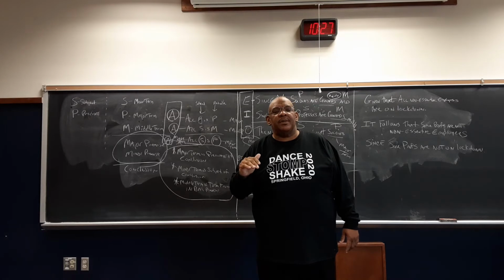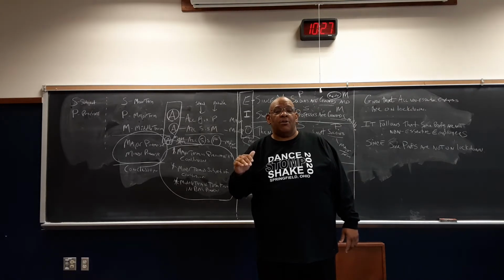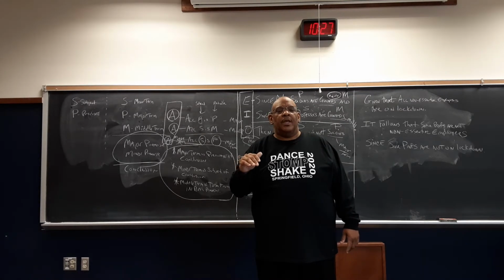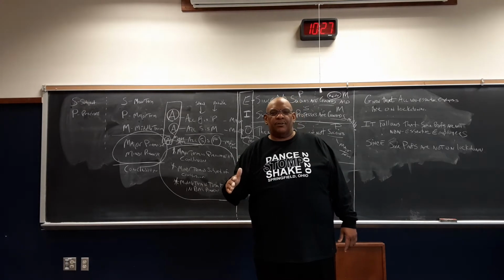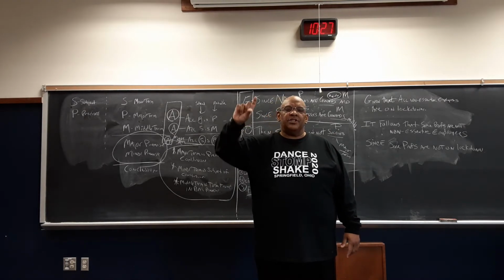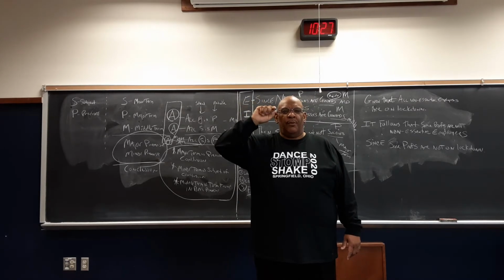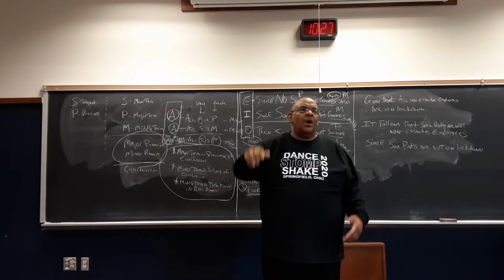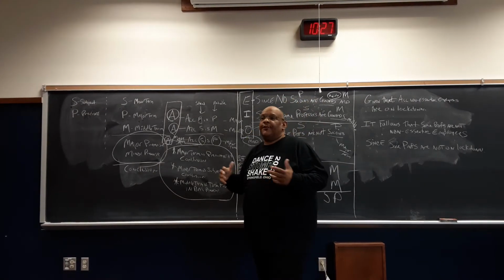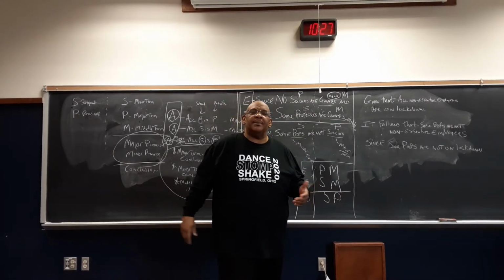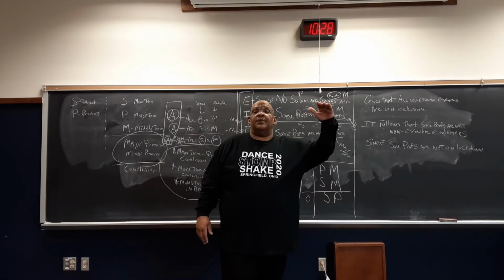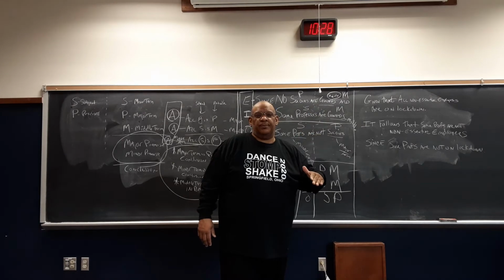The minor premise is the premise that has the minor term. And then the conclusion has the major term and minor term. And then the term that appears in both premises is called the middle term. If the argument needs to be put in proper order, we need to make sure we have it in that order: major premise, minor premise, conclusion.